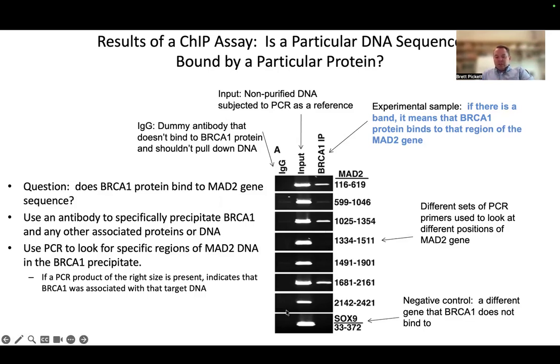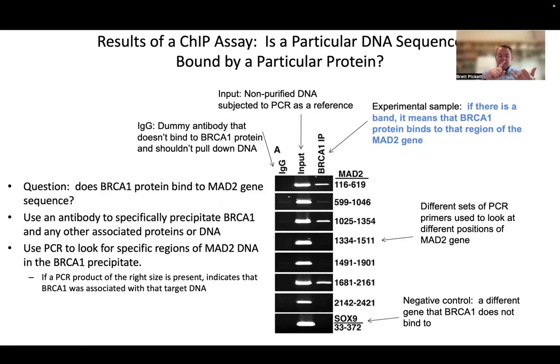Again, the negative control should never show a band. The positive control should always show a band. And in this one, if there's a band, it says that the protein listed at the top associates with the region of the DNA that's along the right side. And then the very last one, SOX9, is a different gene that we know does not interact with the BRCA1 protein. So we would expect there not to be a band here. So this is kind of like a negative control to make sure the IP worked the way that we thought it should.